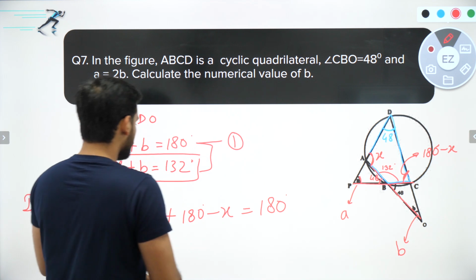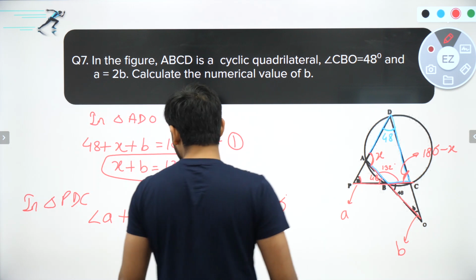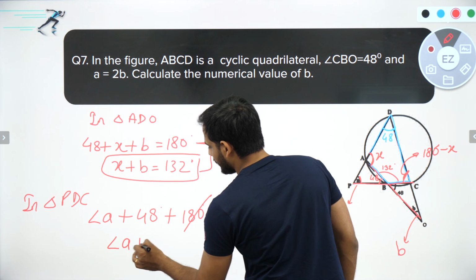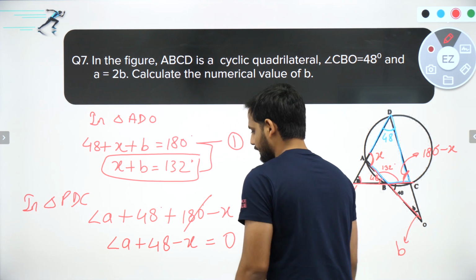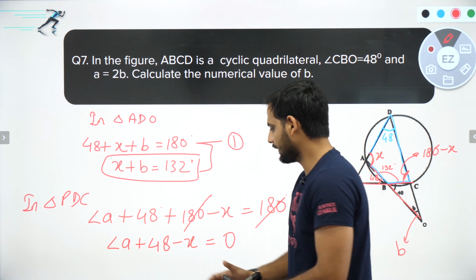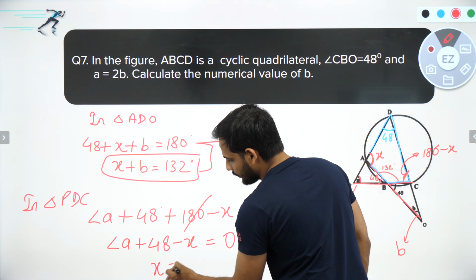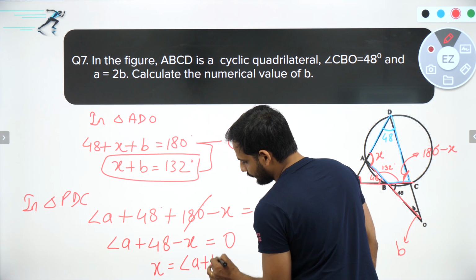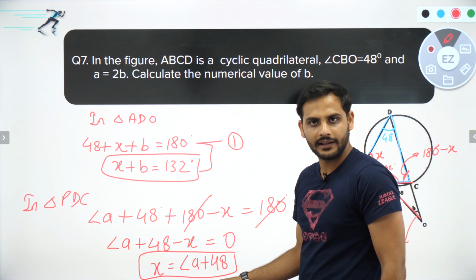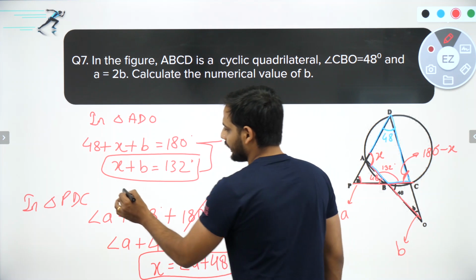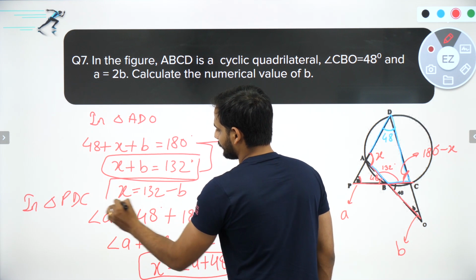So now this 180 to this 180 got cancelled. Correct? So what you are left with? You are left with angle A plus 48 minus X is equal to 0. Okay, so if I shift it, you'll be getting x is equal to angle A plus 48. Angle x is equal to, you know, angle A plus 48. From here also you can get x is equal to 132 minus b.